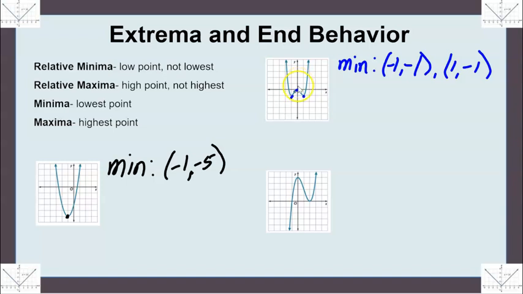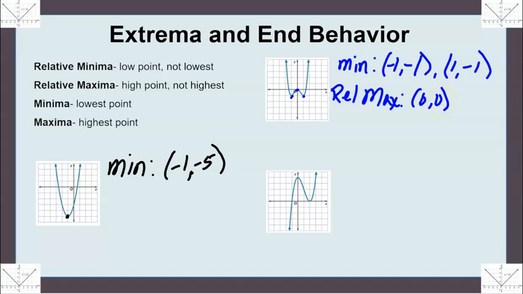And then I have a high point. It's just not the highest because the line does go above that turning point. So this would be a relative maximum. And the point for that one would be 0, 0, which is the origin.